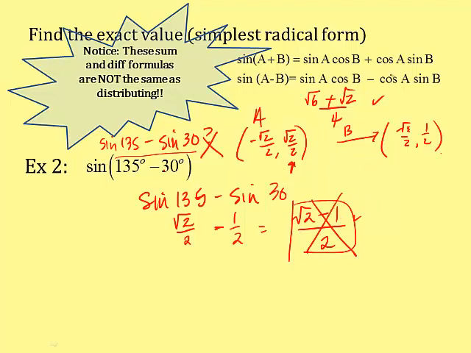So which one's correct? The one that's correct is the one that came from the formula. So this is your correct answer. So don't think you can distribute. It's not the same thing, okay? Otherwise, it's just following formulas and plugging in values. So be careful of signs. Be careful that you're picking the right points off the unit circle. But other than that, that's how you do this problem.